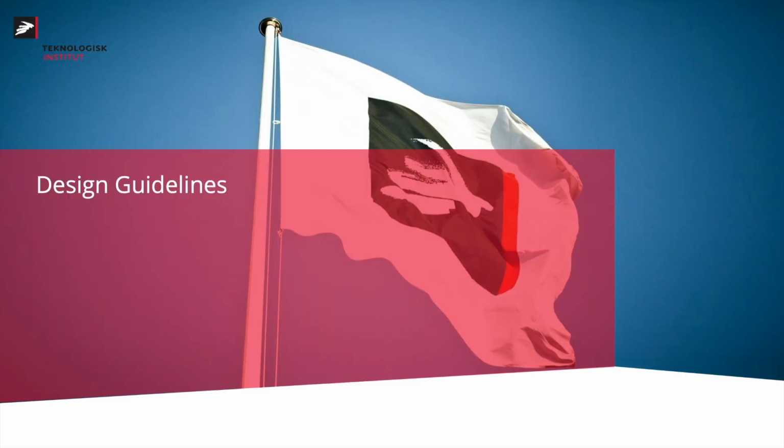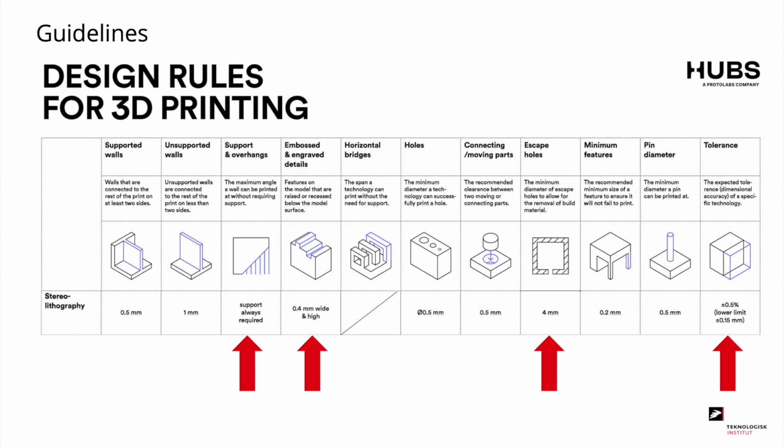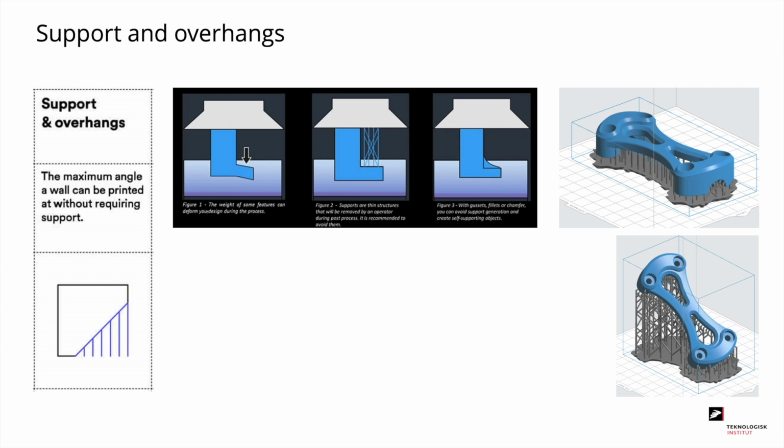Now we'll have a look at the different design guidelines. In this overview from HOPS, we can see the different design rules for VPP. I'll focus on support and overhangs, embossed and engraved details, escape holes, and tolerances. The general rule is that you need support whenever you have an overhang.